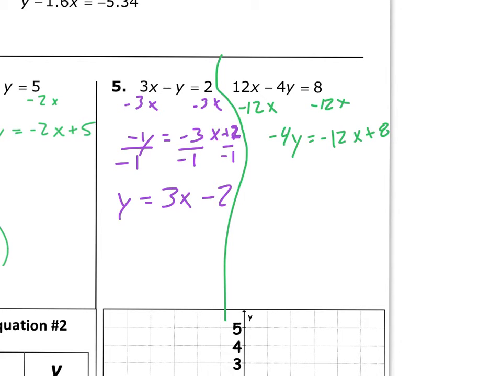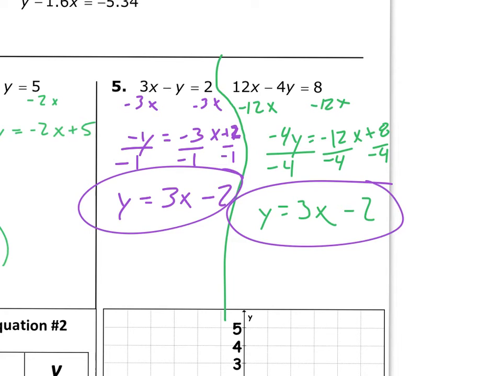So now if I simplify that, I need to divide both sides by negative 4. So everything gets divided by negative 4, and I'm left with y equals negative 12 divided by negative 4 is positive 3x. 8 divided by 4 is negative 2. What do you notice? If we look at both of those equations, they're the exact same.